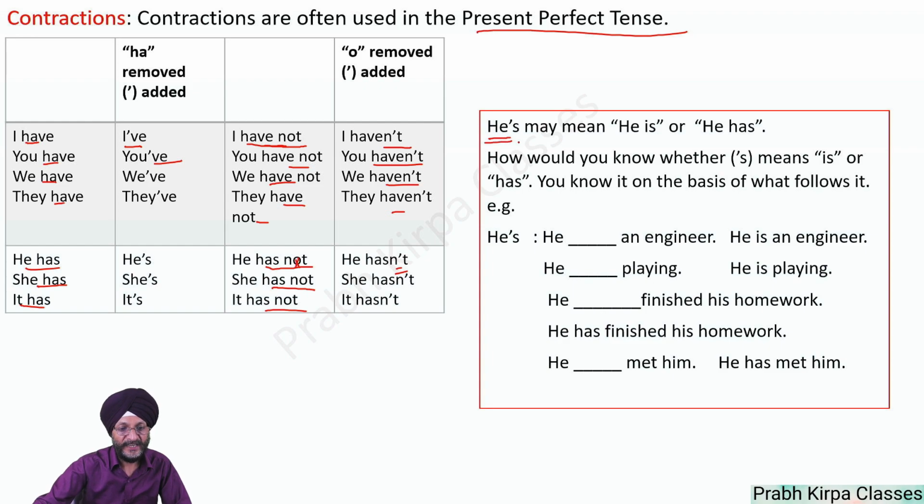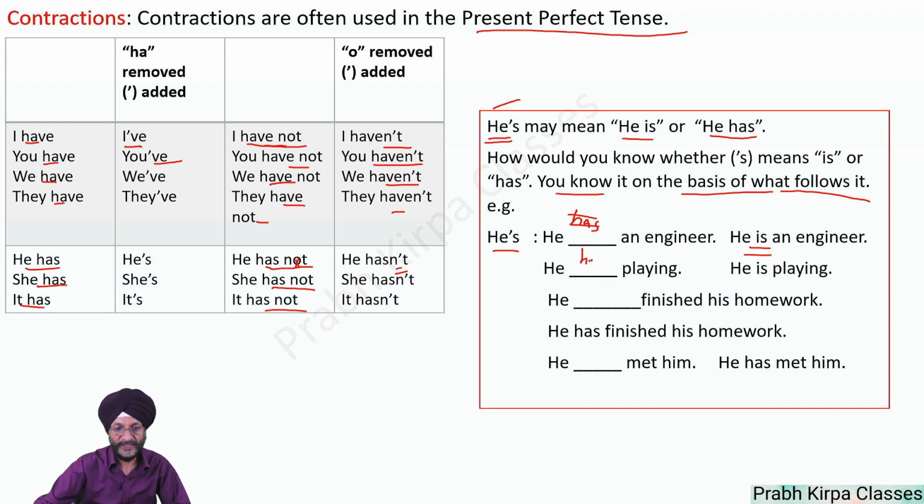Please note that he's may mean he is or he has. How would you know whether apostrophe s means is or has? Whenever you will see this 's, it may be he is or he has. You know what it means only on the basis of what follows it. That is, he's an engineer. You cannot use he has an engineer. You will only use he is an engineer.